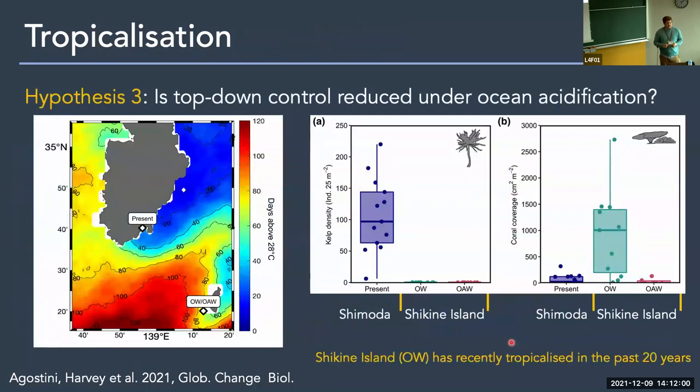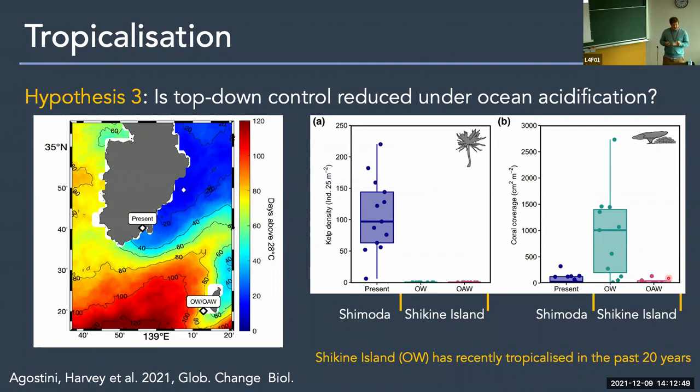So the work, which was very much a thing of my colleague Sylvain, as I said, was that you could compare our CO2 seep site, which is marked here as OW and OAW, as a kind of warmed, and then in the seep, a warmed and acidified site. And you could compare it to Shimoda, which is where our marine station is based. The reason we can use this comparison is because when you look at the kelp within Shimoda, we still have kelp forests. We're still just temperate enough. And despite it only being quite a small distance to Shikine, you've still got the complete loss of that kelp, but you've got the coral coming up.